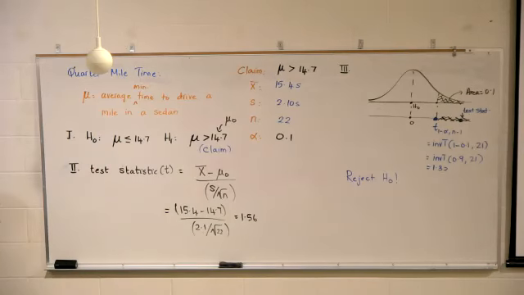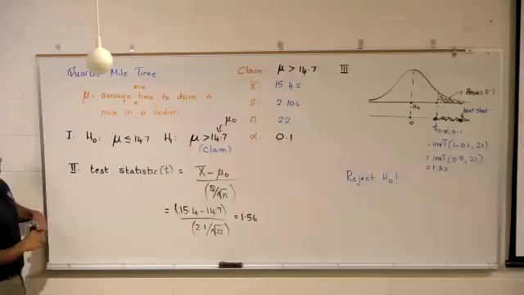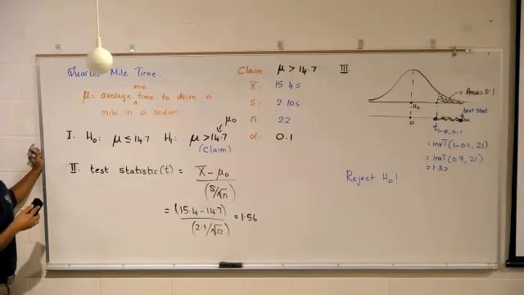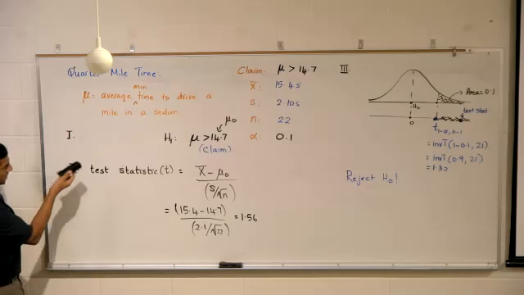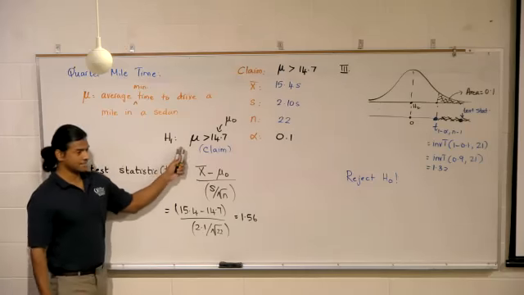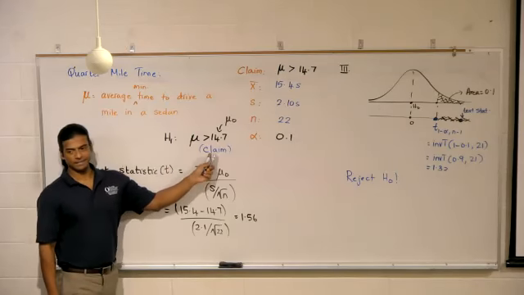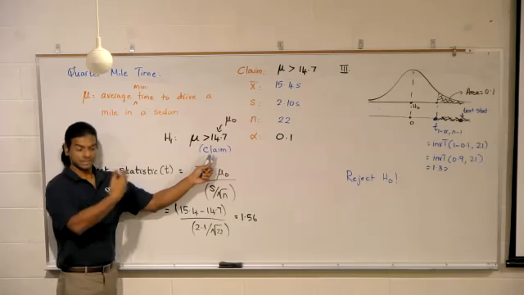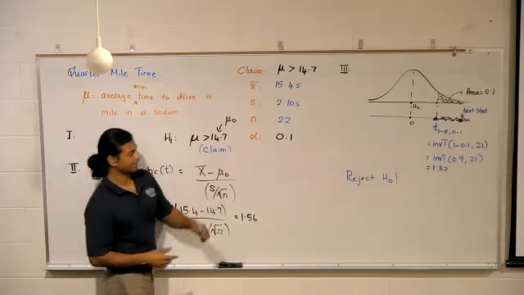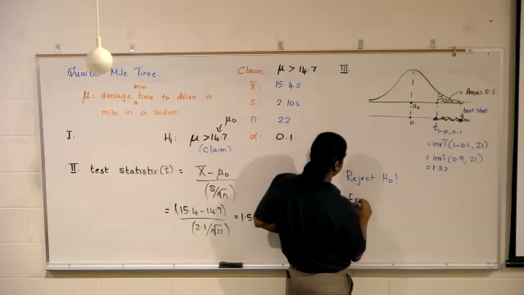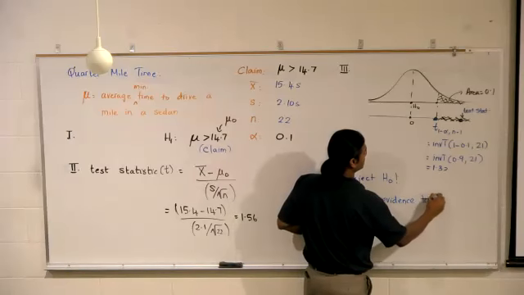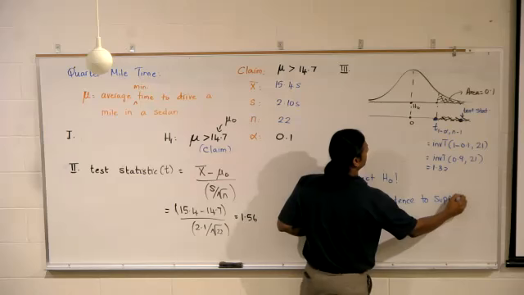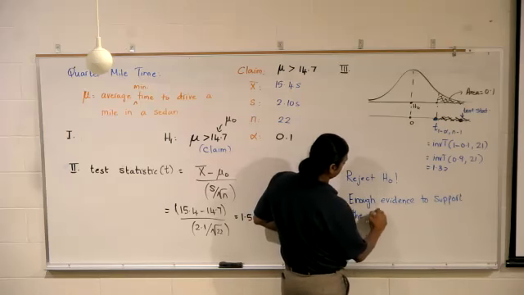If we reject the null, do we have enough evidence to support the alternative? Yeah. I rejected the null, so we found evidence towards the alternative. Is the claim true? Or do we support the claim with the evidence? Yes. So there is enough evidence to support the consumer group's claim.